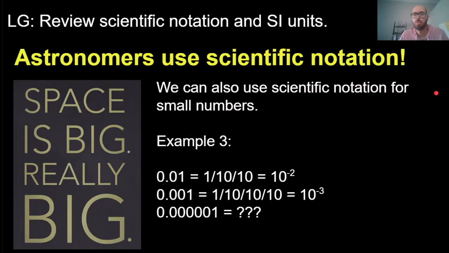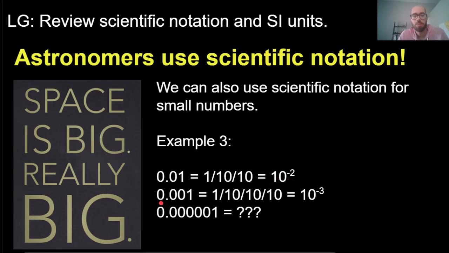So let's do the same thing, but now for small numbers. So let's take a look here. 0.01. So this is 1/100th. So we would need to write the leftmost non-zero digit. That's the number 1. And now we're going to divide by 10 twice in order to get 0.01. So this is the same as saying 1 times 10 to the negative 2, or just 10 to the negative 2.